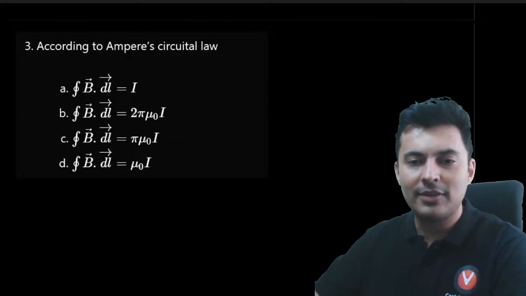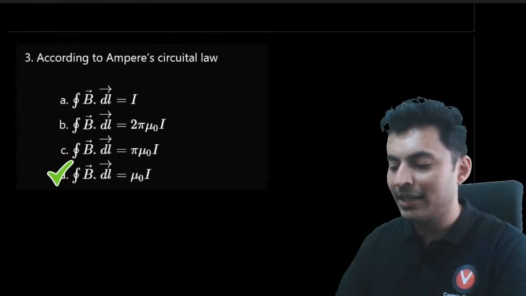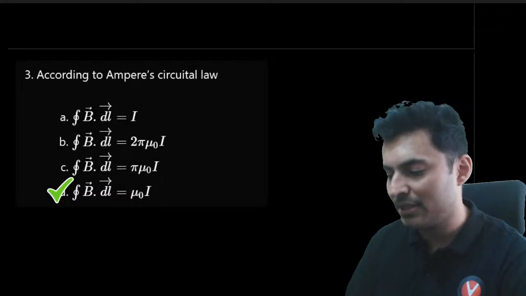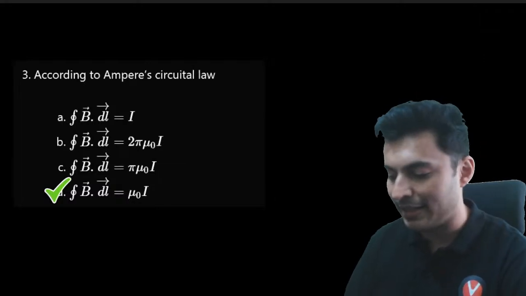Finally. B dot dl is equal to mu naught I. That is your Ampere's loop law: mu naught into enclosed current.